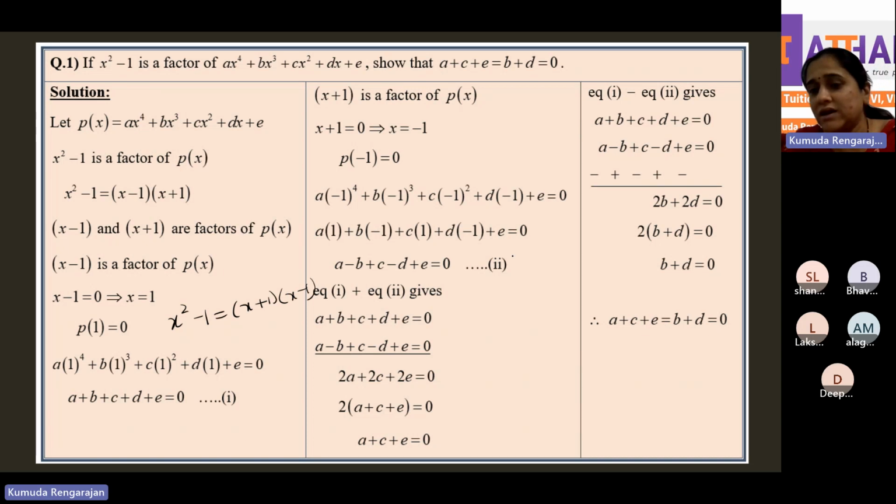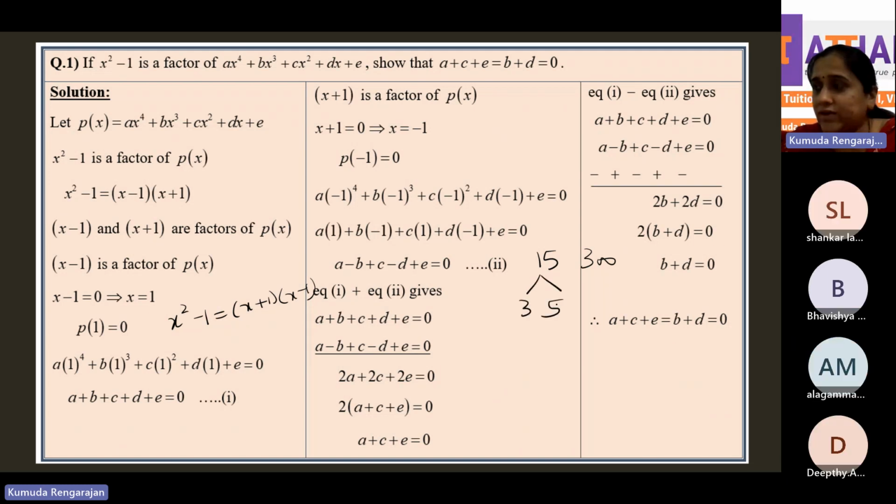Now, supposing I tell you that 300 is divisible by 15. What are the factors of 15? 3 and 5, 3 into 5. So if 300 is divisible by 15, 300 is divisible by 3 and 300 is divisible by 5. If 300 is divisible by 15, then 300 is also divisible by the factors of 15.